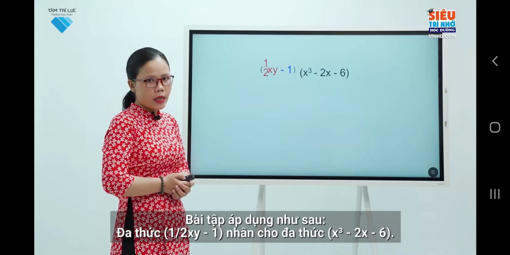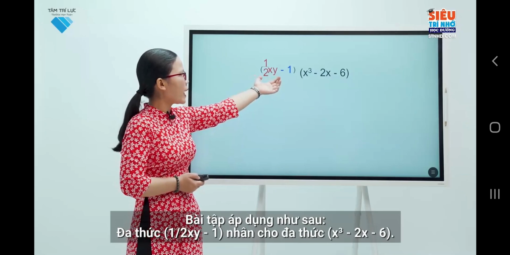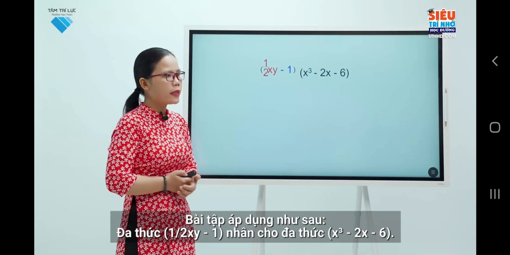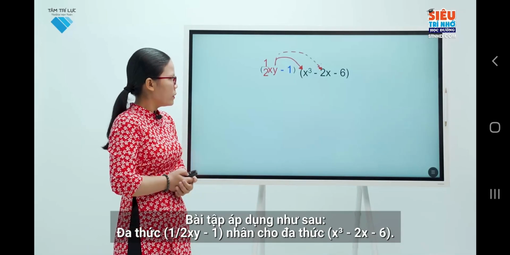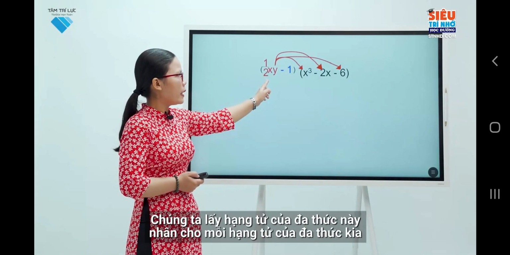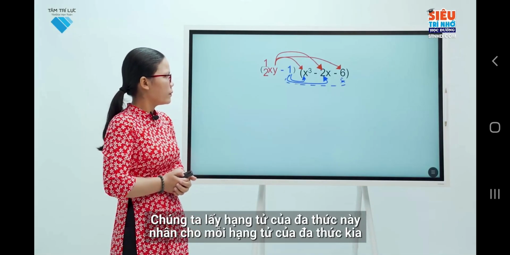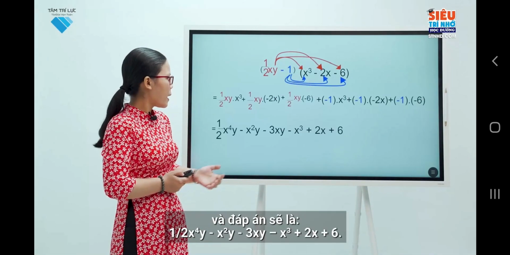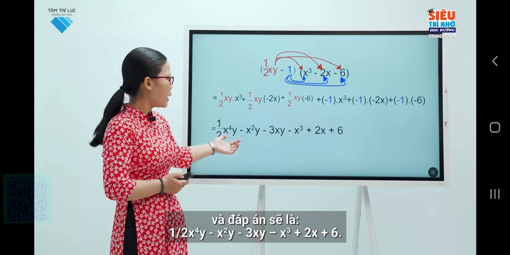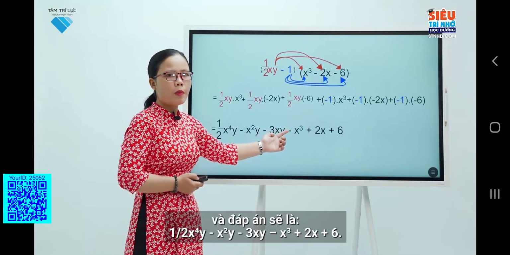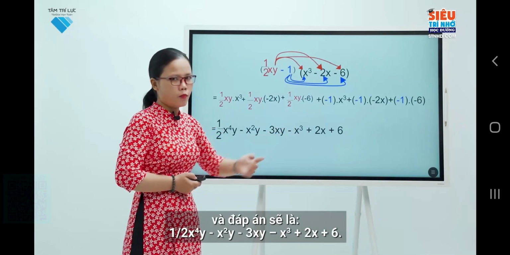The exercise applies as follows. Polynomial 1/2 xy minus 1 multiplied by polynomial x to the third minus 2x minus 6. We multiply each term of the first polynomial by each term of the second polynomial. And the answer is 1/2 x to the fourth y minus x squared y minus 3xy minus x to the third plus 2x plus 6.